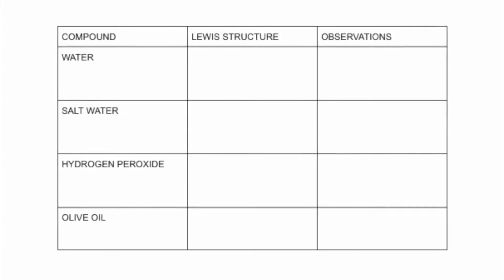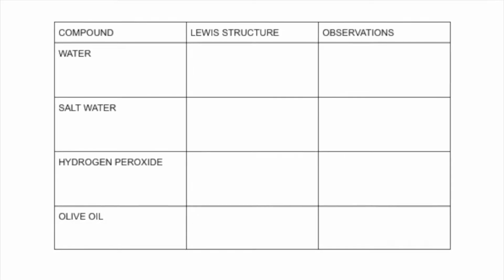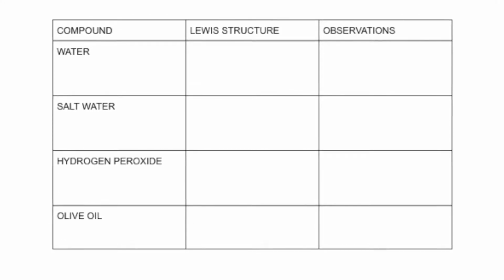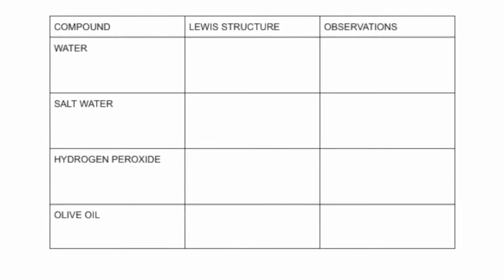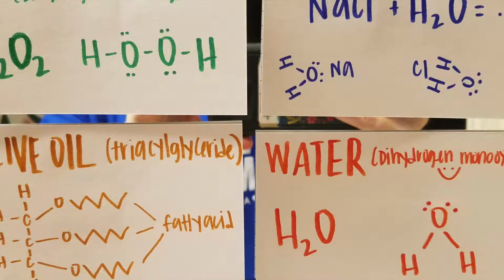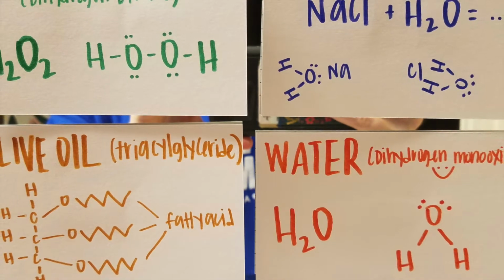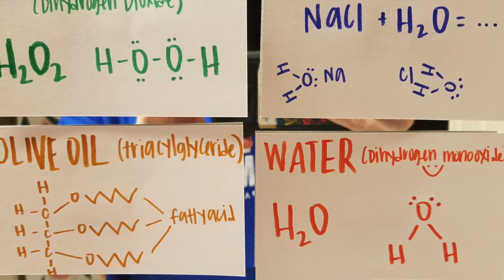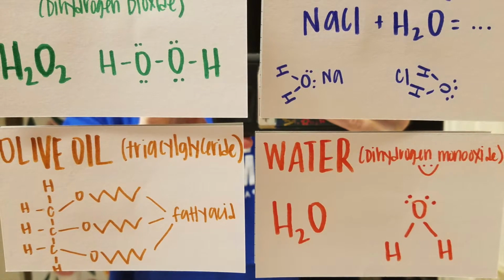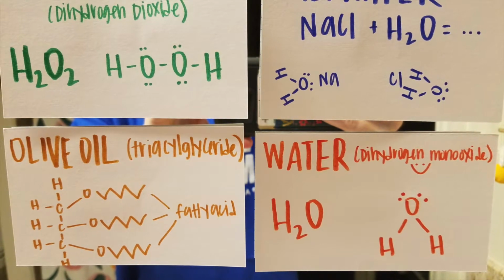Well, first it would be beneficial to fill out this table with the 4 compounds: water, salt water, hydrogen peroxide, and olive oil, and then you can determine the Lewis structure and also the observations from the lab which you have completed. In reference to the expectations, the outcome you should expect is that 3 of these will be polar and bend when they come near the balloon, and 1 is nonpolar and will continue in a straight line as shown before in the demonstrated lab.